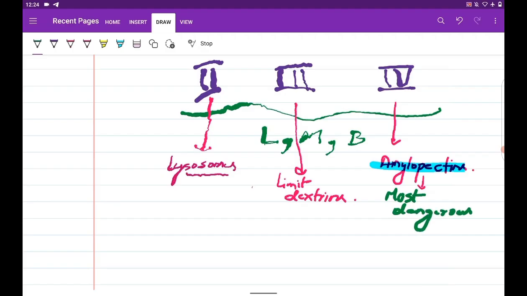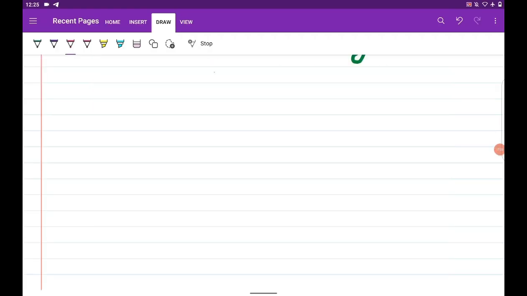Like, you might have heard of MD Anderson Hospital, so from that you can remember that people who get amylopectinosis are admitted to Anderson's Hospital and they die very quickly. So it's one of the most dangerous types. Okay, now we'll talk about type 5, which is McArdle's.